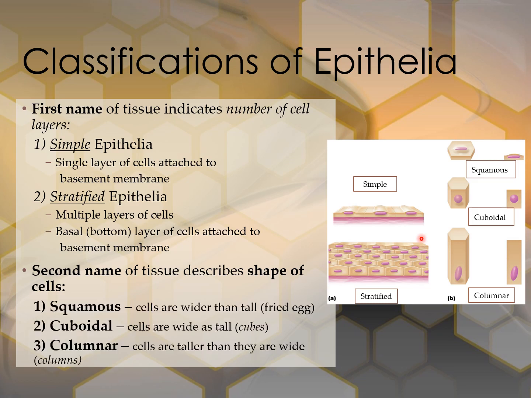So not all epithelial cells look the same, are shaped the same way. So first we have squamous cells, and squamous cells are a little wider than they are tall. If you think of kind of a fried egg, that's what it looks like, right? So really flattened, very wide. Whereas cuboidal is going to look more like a cube, right? It's as wide as it is tall. And then columnar is going to be taller than it is wide. It looks like a column, right? So they're named very appropriately, and hopefully that'll help you remember the names of the different tissues.